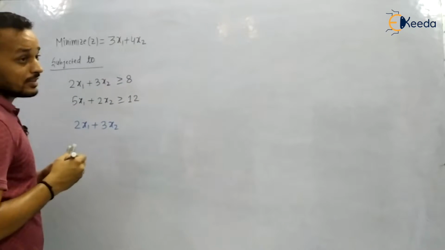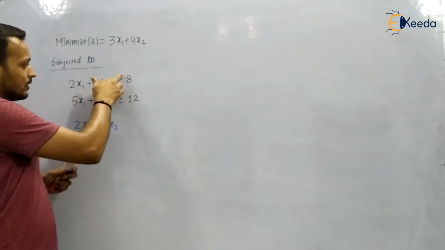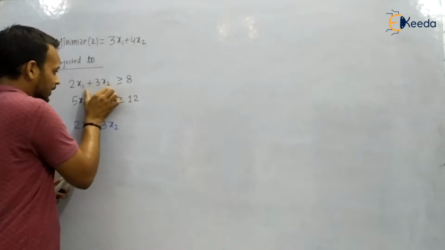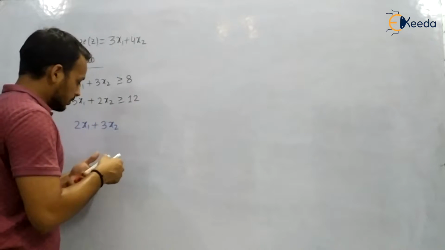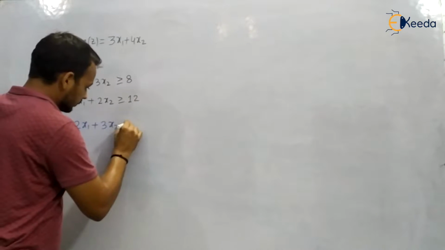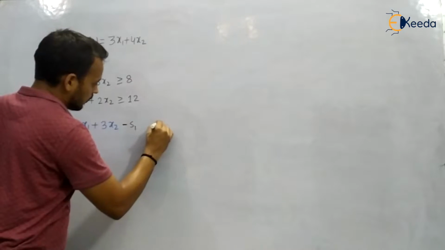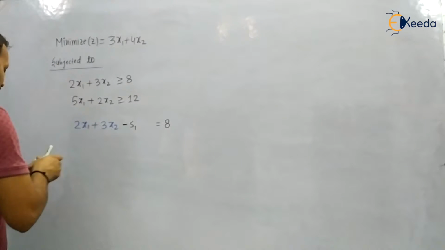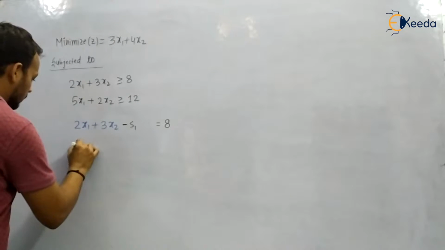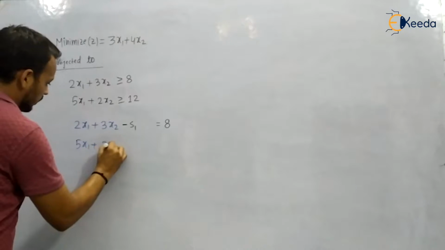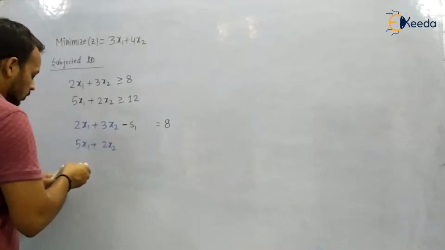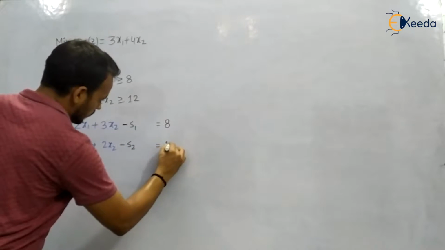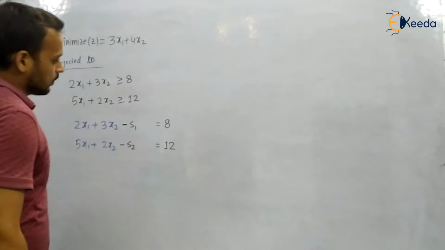greater than or equal to 8. In the last case it was less than or equal to, so you were adding something. Now this is greater than, which means you have to subtract something. So it is minus s1 equals 8. The second constraint is 5x1 plus 2x2, and again you subtract a variable, minus s2 equals 12.